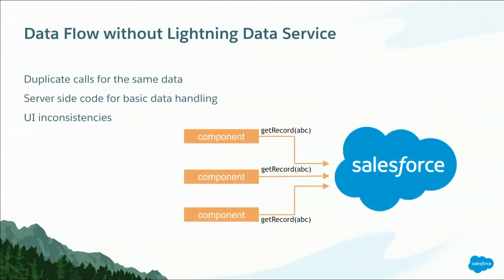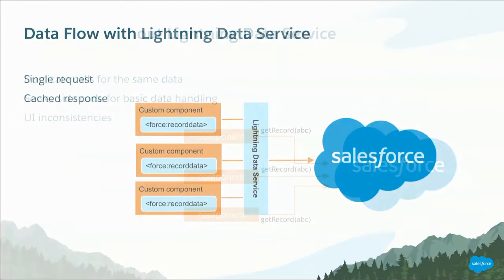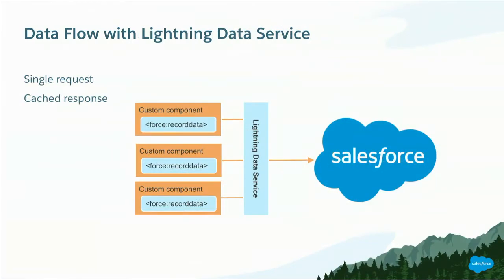So let's talk about first, why did we build Lightning Data Service? Well, imagine you've got 3 components on a page. All 3 of them are asking for the same information. Before Lightning Data Service, each component on the page went to the server and said, hey, I need that record. Then the next component went to the server and said, hey, I need that record. And the next component did the same. By now the server is going, that must be a really popular record, because everybody's asking for it, which is silly, right? So Lightning Data Service actually stands as a gatekeeper between our components and the server.